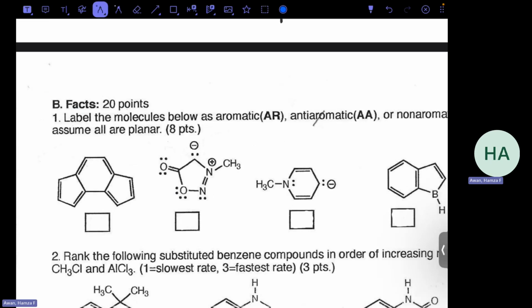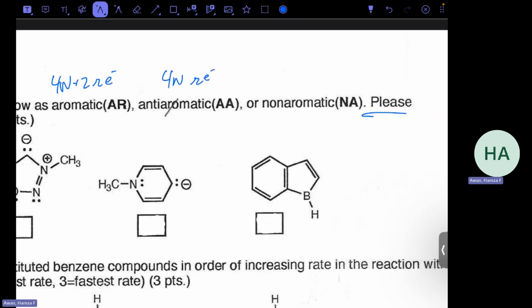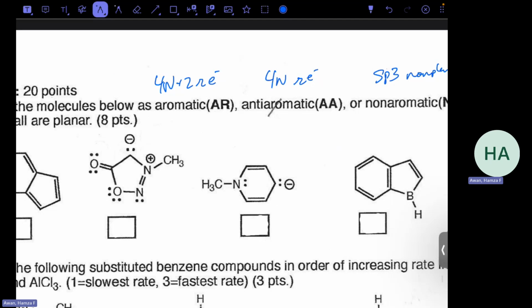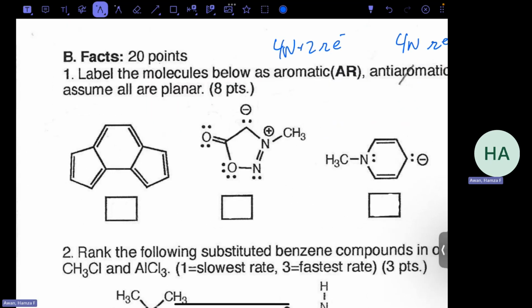One thing to note: aromatic molecules follow the rule of 4n plus 2 pi electrons, and anti-aromatic molecules have 4n pi electrons. Non-aromatic molecules are pretty much just going to be sp3 and non-planar. We'll get into that when we talk about it, because it does say to assume all are planar, but we will figure it out.